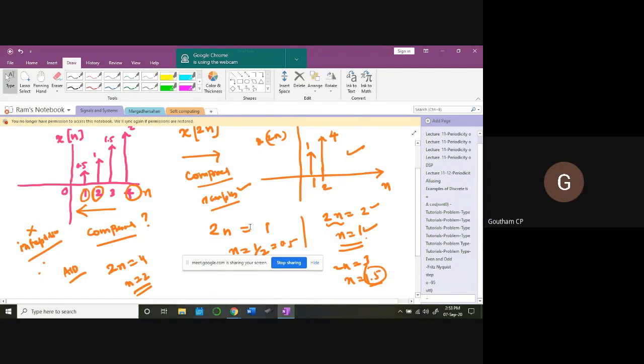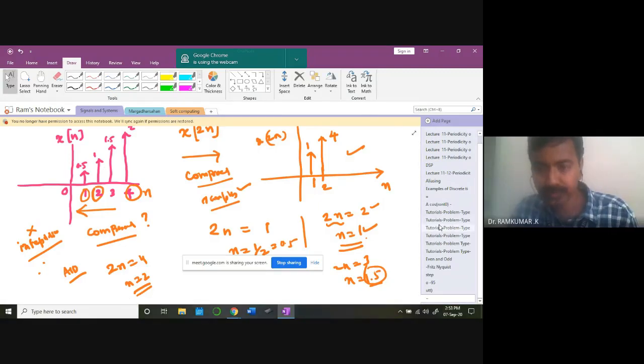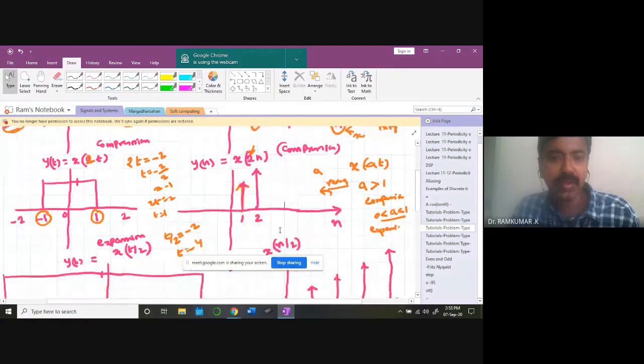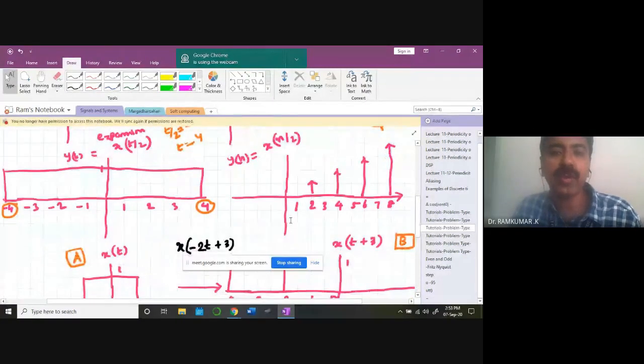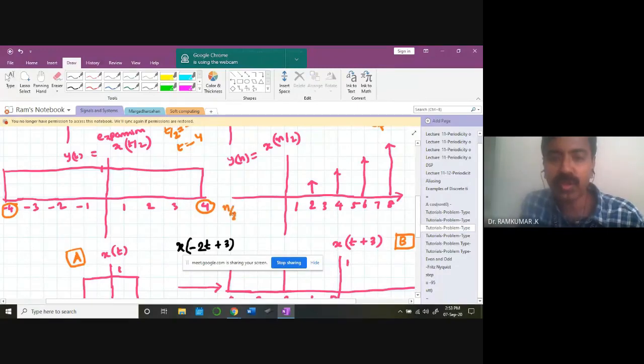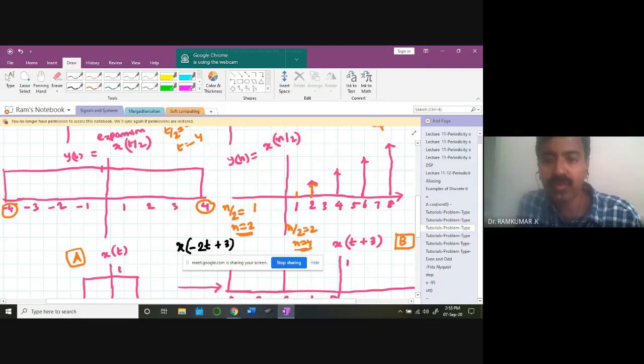Yes, sir. Okay, now the next question. In the same manner you can do it for n by 2 also. In the n by 2 case, what will happen? n by 2 is equal to 1, the first sample you take, then n equal to 2. So the first sample will not be there at 1, but it is going to exist at the second sample. In the same manner, n by 2 is equal to 2, n is equal to 4. So the second sample will move to the fourth sample. You understand what I am saying?